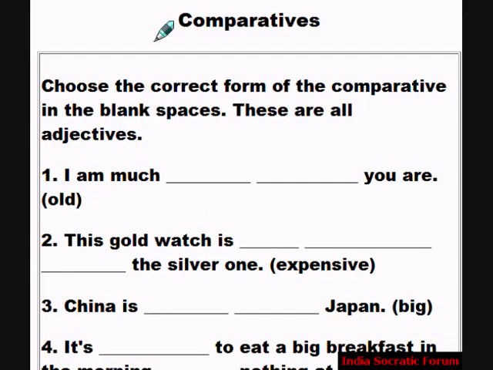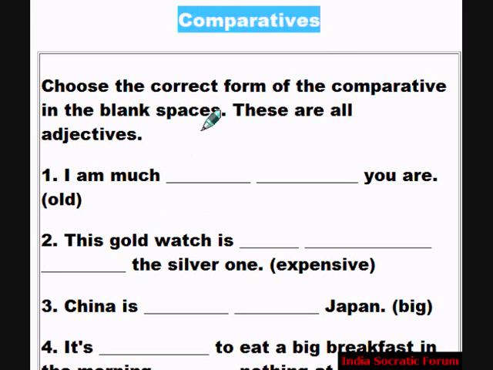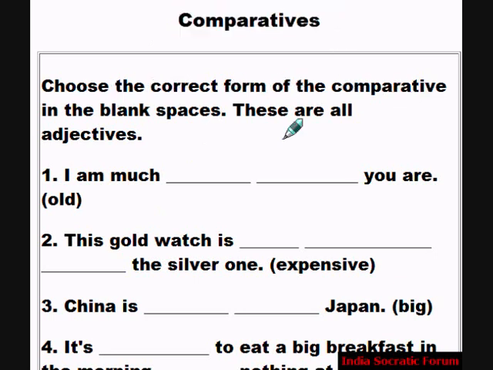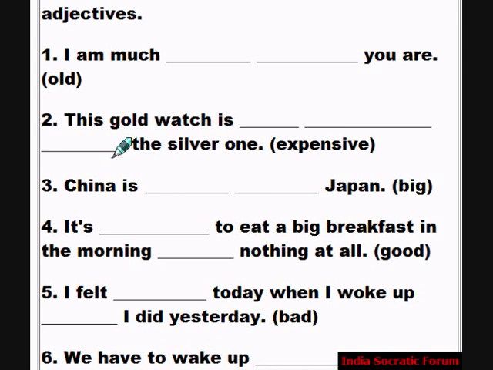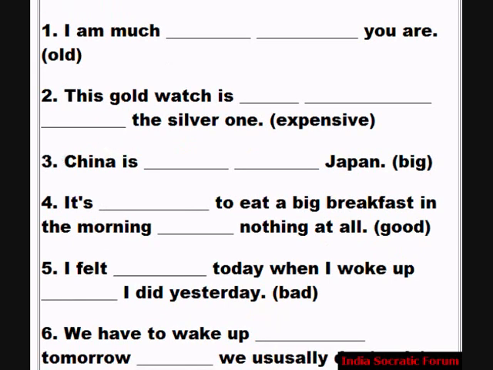Take a quiz. Comparatives. Choose the correct form of the comparative in the blank spaces. These are all the adjectives. Pause the video, read the question aloud, and fill in the blanks. Example, I am much blank than you are. Old is the clue. I am much older than you are. Complete the rest.